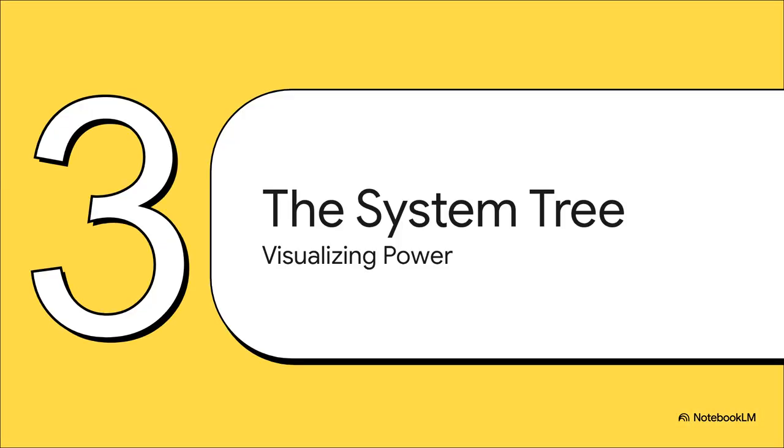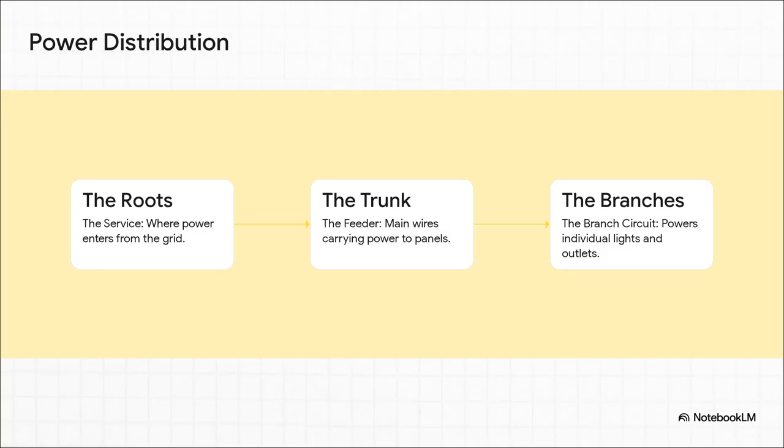So to really wrap your head around how Article 220 works its magic, it helps to stop thinking about a building's wiring as a messy web. Instead, I want you to visualize it as a tree. Think about it. Power comes into your house from the grid through the service. Those are the roots, pulling in all the energy. That power then travels up the main feeders, which are like the trunk of the tree. And from there, it spreads out through all the individual branch circuits, the branches that reach out and power every single outlet and light in your home.